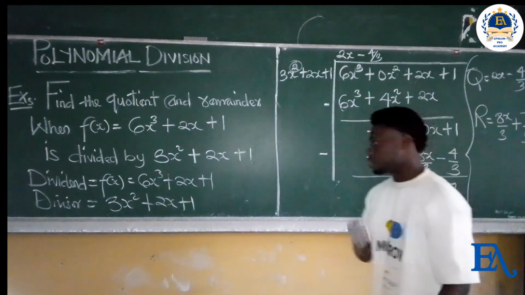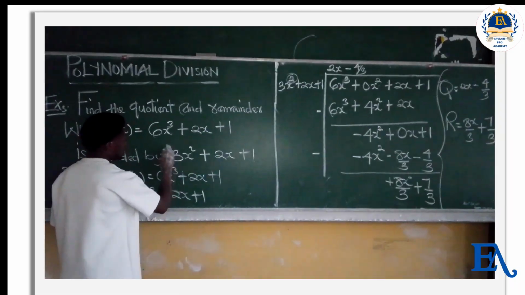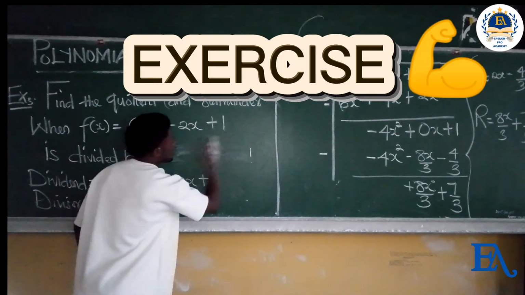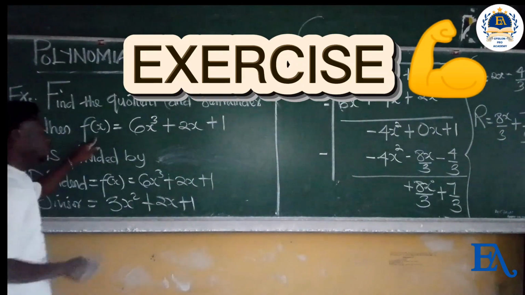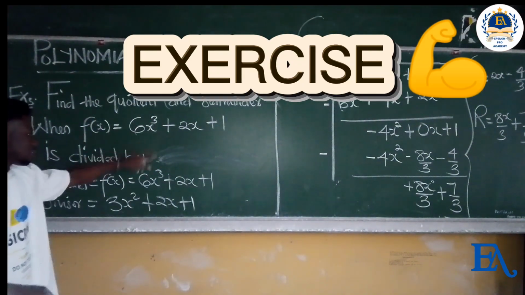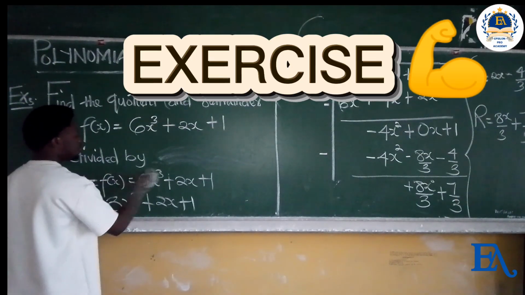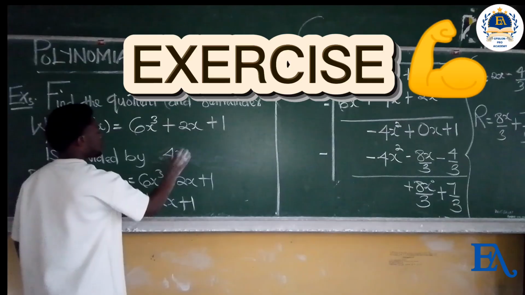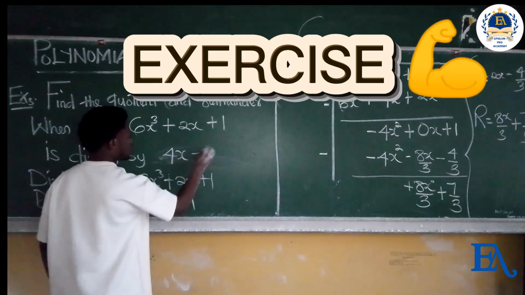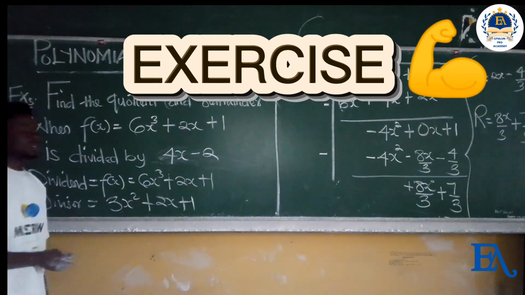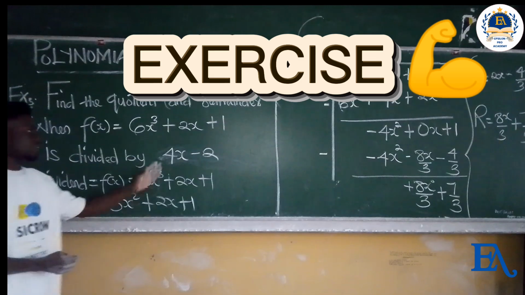So we are going to try this. Take this task. When f of x remains this, and it is divided by 4x minus 2. Try this at home.